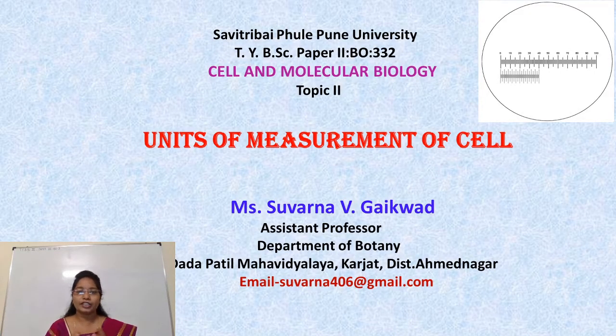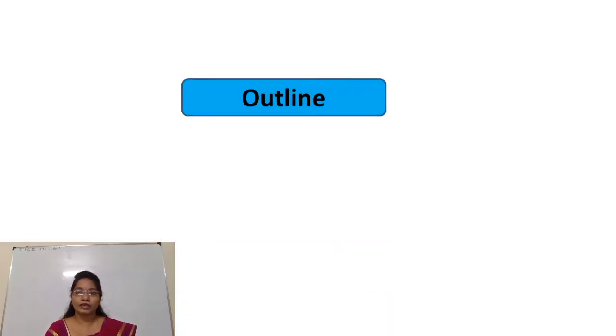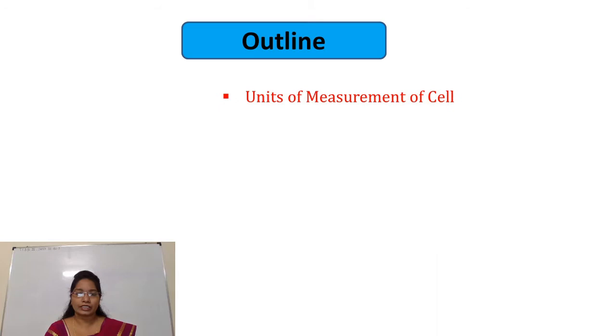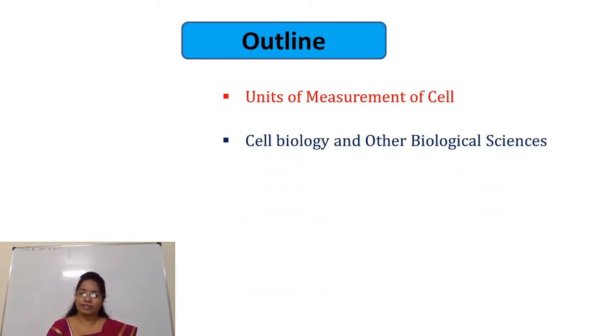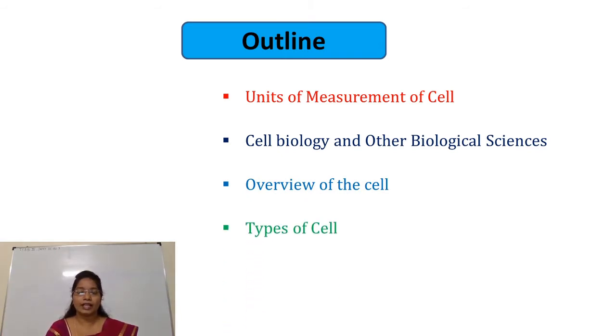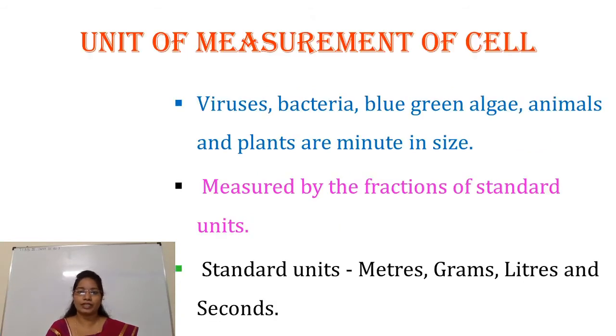I welcome you all to the new topic of B.Sc paper 2, that is BO332 Cell and Molecular Biology. Today we are going to discuss a new topic, that is units of measurement of cell. In today's session, we will discuss the units of measurement of cell, cell biology and other biological sciences, then an overview of the cell and types of the cell. So, let's start with the particular session.